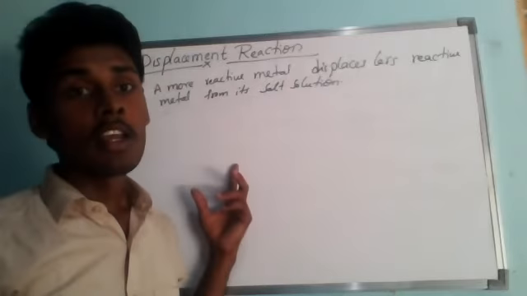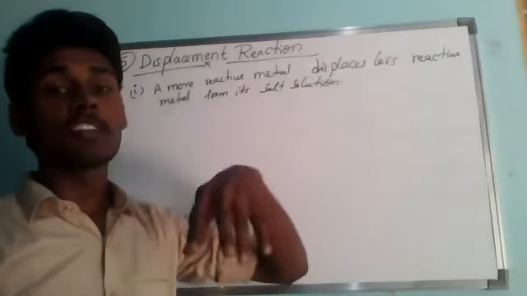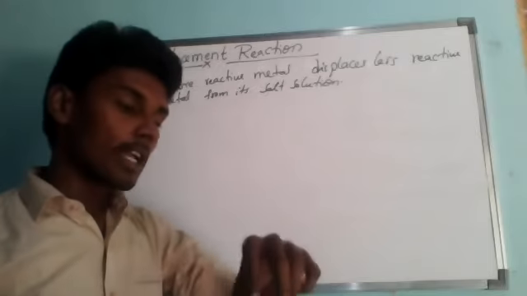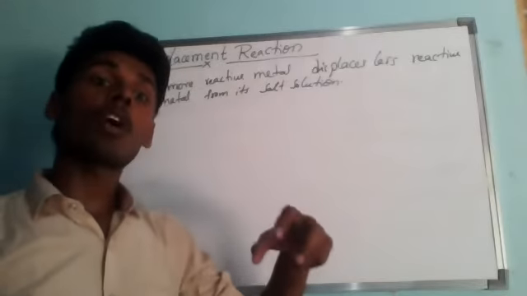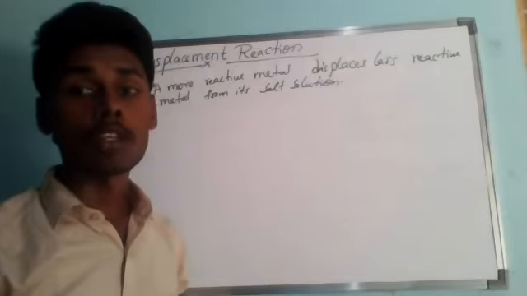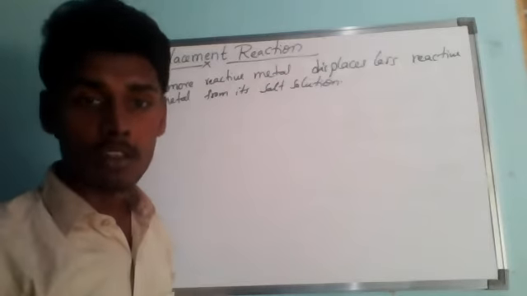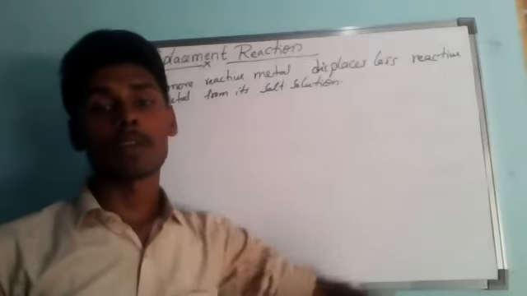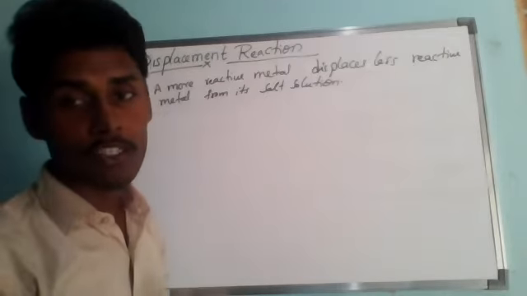So this means that when a more reactive metal is placed in the salt solution of a less reactive metal, the more reactive metal displaces or pushes out the less reactive metal from its salt solution. So the more reactive metal becomes a part of the salt, whereas the less reactive metal is set free. It will come out separate. Now let us take some examples to make this point clearer.